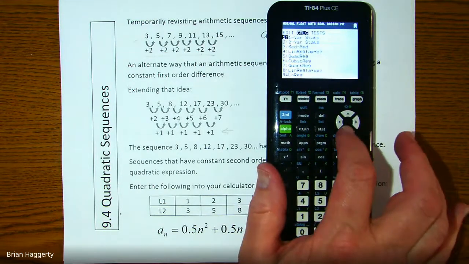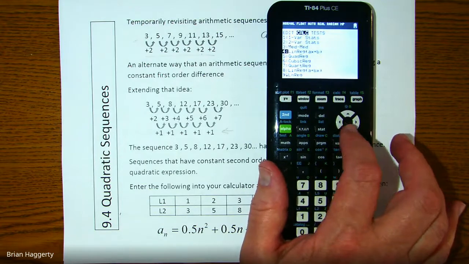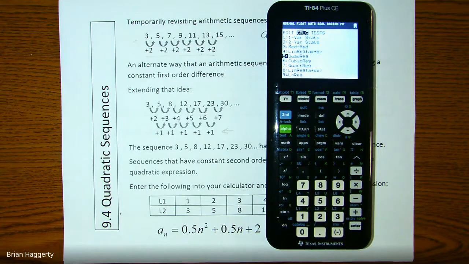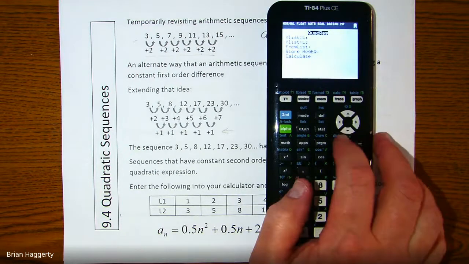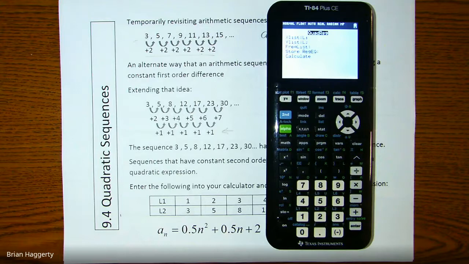Stat calc. And we've already identified that we can model this with a quadratic equation because it's a quadratic sequence. So we're going to choose quad reg. Your X list is going to be the number of the term, which is L1. Your Y list is going to be the term itself, which is L2. Frequency list, we're leaving blank.